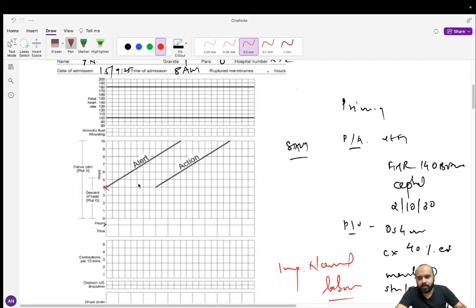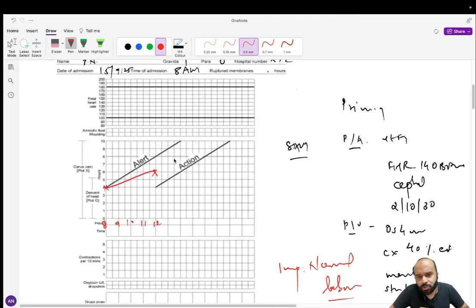So at 6 centimeters, this was at 8 a.m., this was at 9, 10, 11, and 12. At this point, it was just 6 centimeters. So it had crossed the alert line. I decided to become a lot more suspicious because it had crossed the alert line. I called a senior obstetrician. The senior obstetrician, here being me myself, decided she's not progressing. Either I can wait for the action line or I can just start the patient on oxytocin.